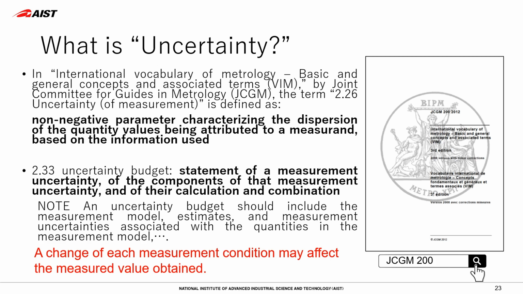I should start with the term uncertainty. The International Vocabulary of Metrology provides terminological definitions and concepts shared among measurement scientists. In this document, uncertainty is defined as a non-negative parameter characterizing the dispersion of quantity values being attributed to the measurand based on the information used. Do you see what it means? It's like a poem and a bit difficult to understand, to be honest.